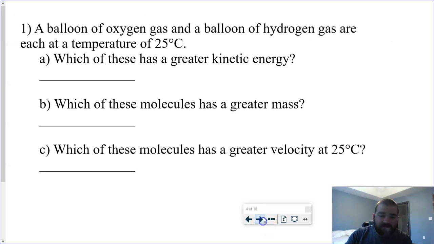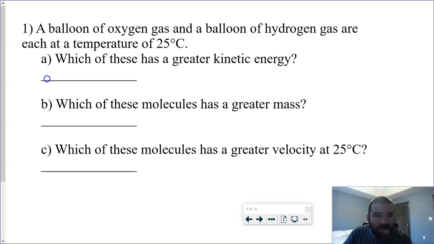All right. So number one, a balloon of oxygen and a balloon of hydrogen are each at a temperature of 25 degrees Celsius. Which of these has a greater kinetic energy? All right, I hope you're not forgetting what I said, like, 18 seconds ago. But if they're at the same temp, they have the same kinetic energy, right?